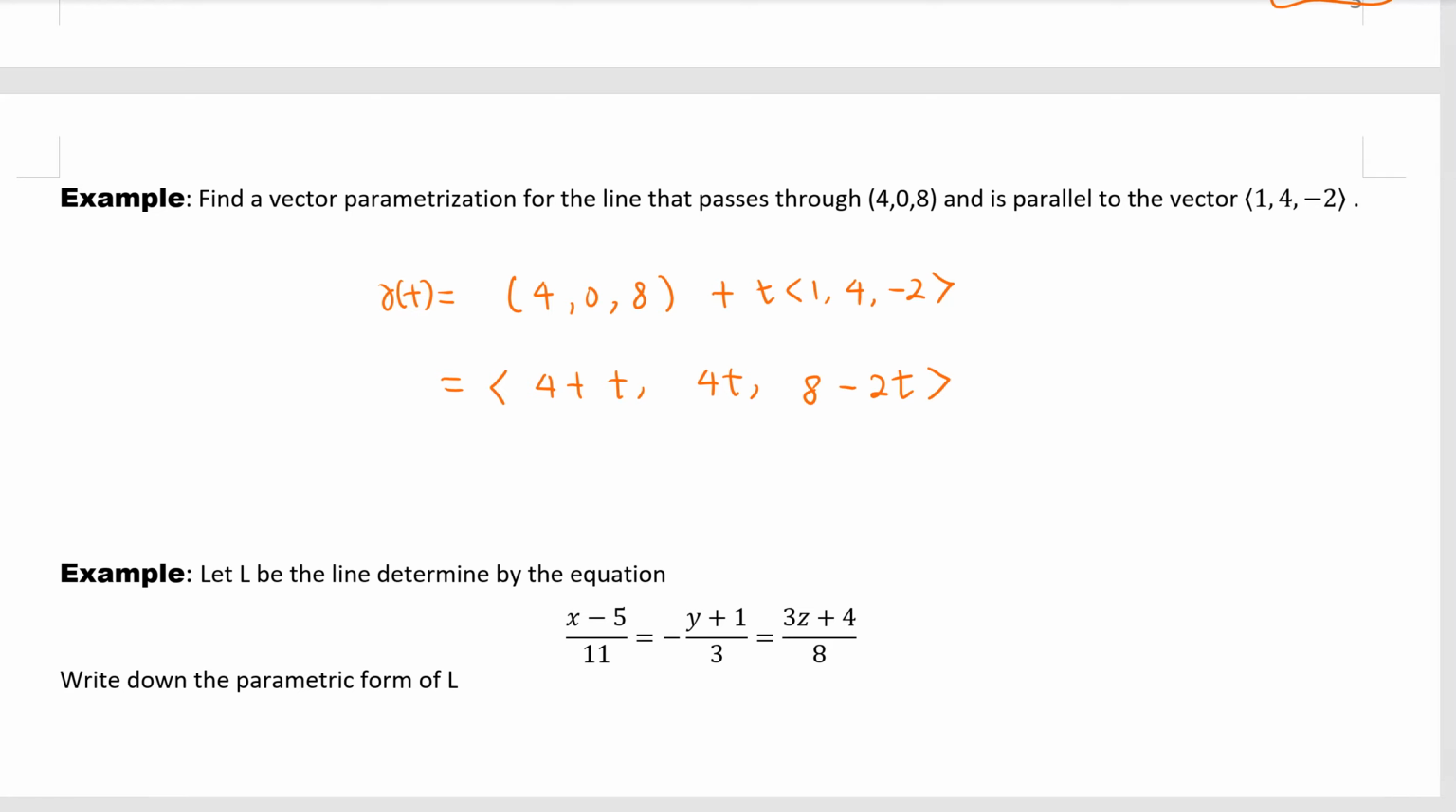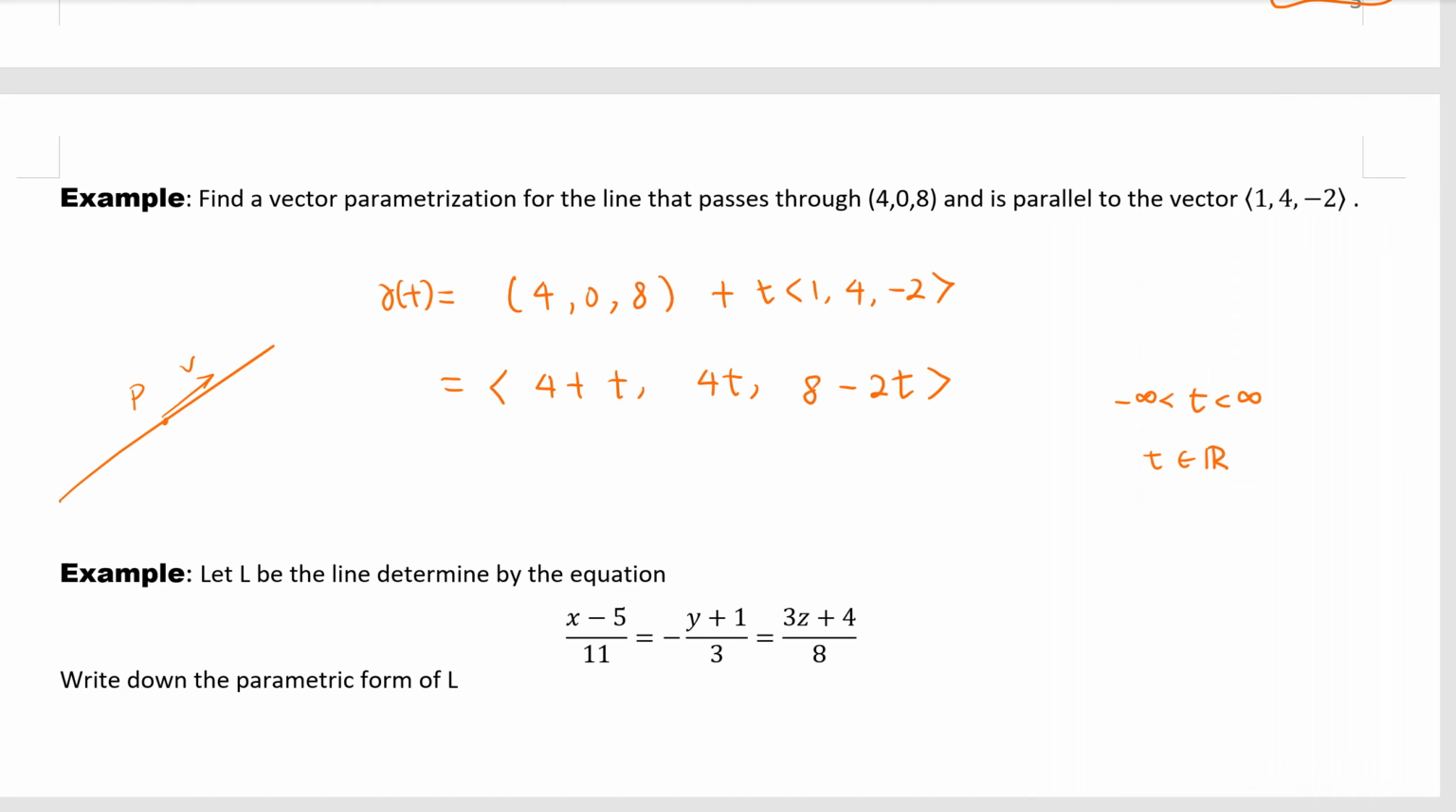So far, so good. And here, t is from minus infinity to infinity. Or you can say t is any real number. Okay, so far so good. So the line passing through this P with the direction V.